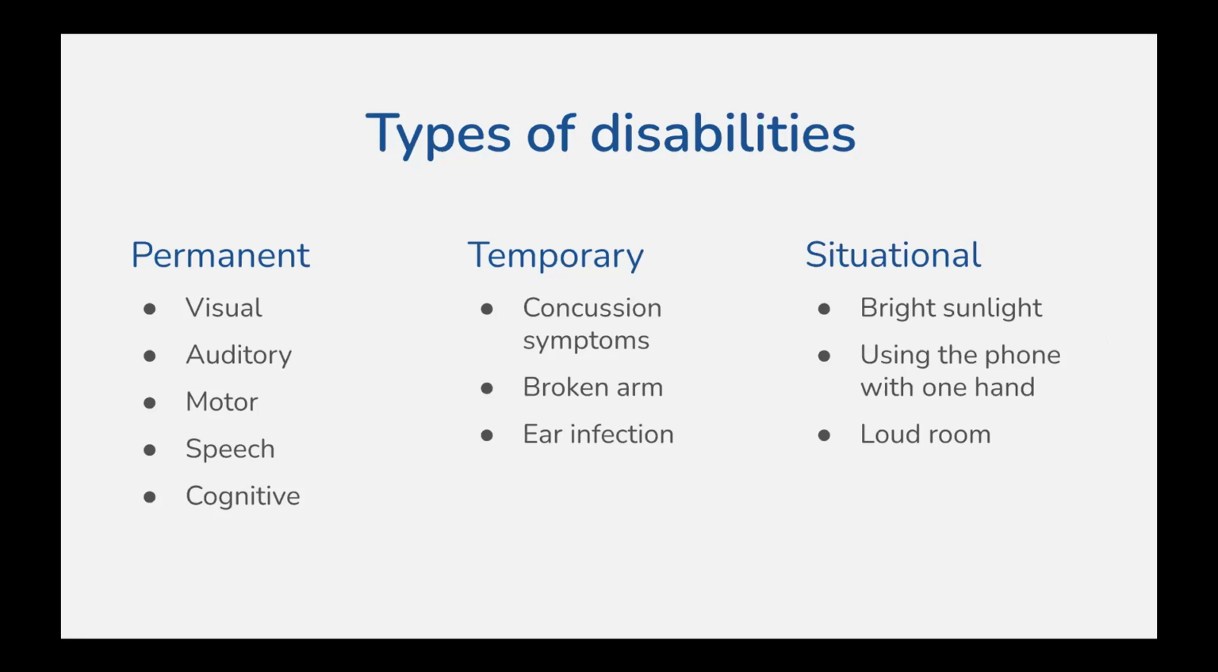Some of these disabilities can be permanent, or they could be temporary or situational. You might have a concussion, a fractured arm, or an ear infection that might impact your auditory abilities at the moment. It might also be situational. Think about the times that you've had to use your phone in bright sunlight, or when you're doing something and also trying to look something up on Google Maps on your phone at the same time. Those are all situational things that temporarily impact our abilities.